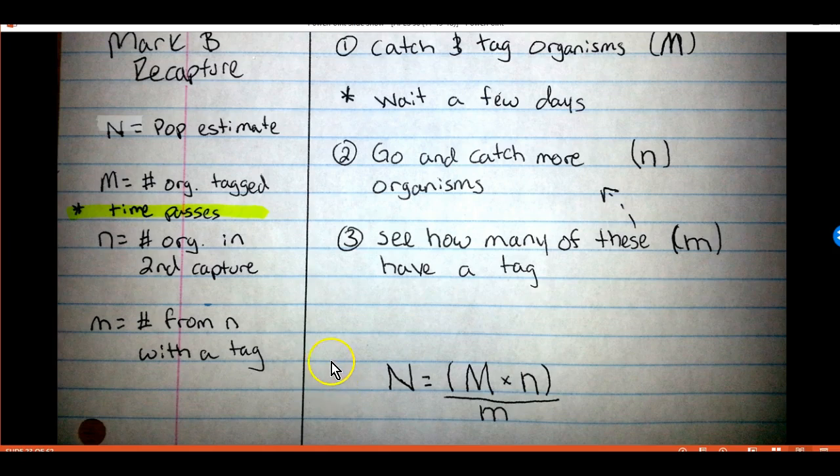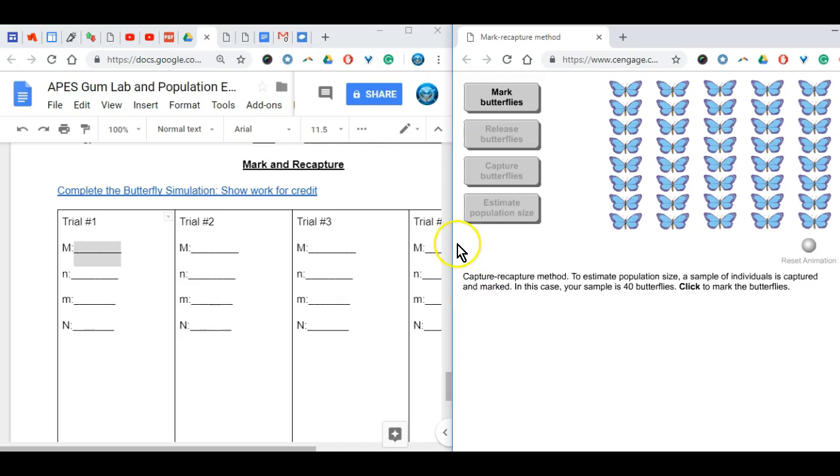And this is what you're going to do in the simulation. In the simulation, you're going to mark butterflies. Right here I have 1, 2, 3, 4, 5, 1, 2, 3, 4, 5, 6, 7, 8. So you're going to mark them. This will be your big M.